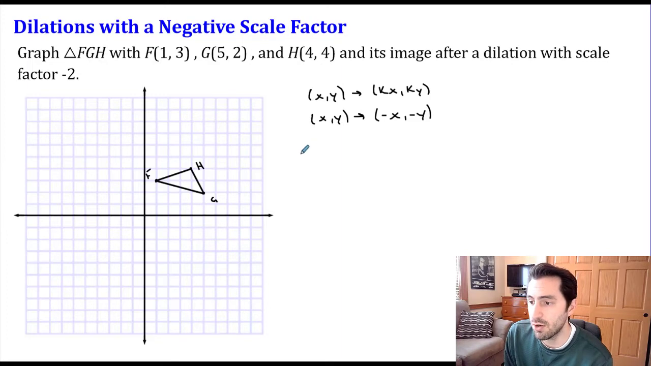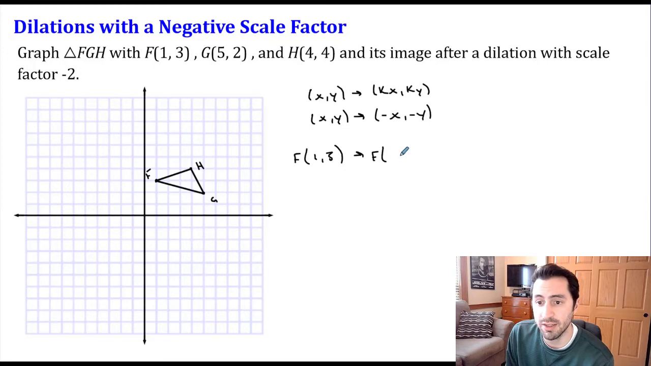All right, so using our coordinate rule, we can follow along to see what happens to our points. So F is the point 1, 3. And now just taking the x and the y values here, we can multiply them by our scale factor of negative 2. So 1 and 3, both of those multiplied by negative 2, we get negative 2 and negative 6. And that will be for F prime.